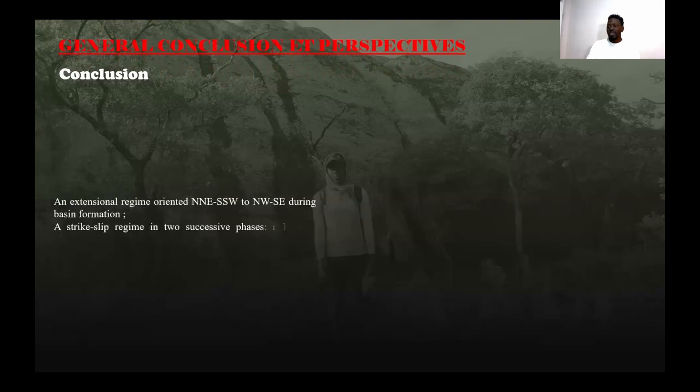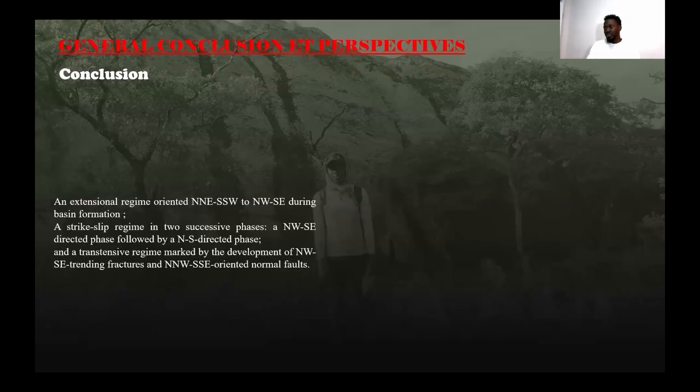In conclusion, we can say stress ratio and indices made it possible to reconstruct three distinct tectonic regimes: an extensional regime oriented north-northeast, south-southeast, and northwest-southeast during basin formation; a strike-slip regime in two successive phases, a northwest-southeast directed phase followed by a north-south directed phase; and a transitive regime marked by development of northwest-southeast trending fractures and north-northwest south-southeast oriented normal faults. These results combined with previous work allow us to establish the relative chronology of the tectonic events that affected the basin.